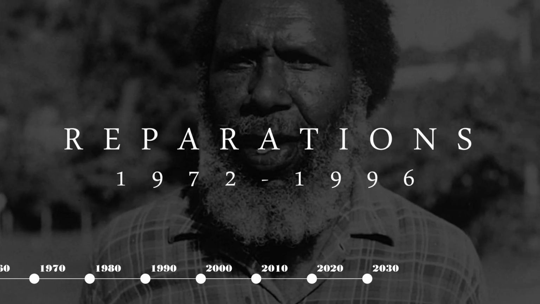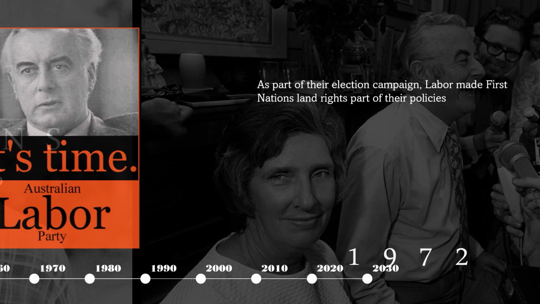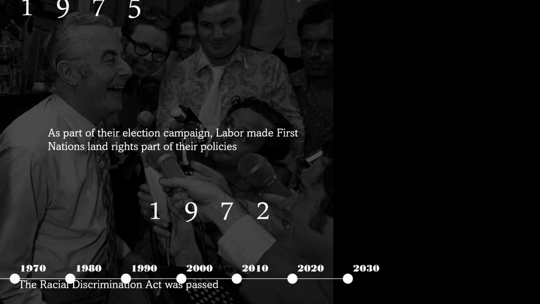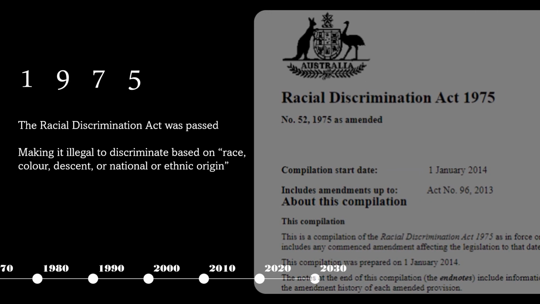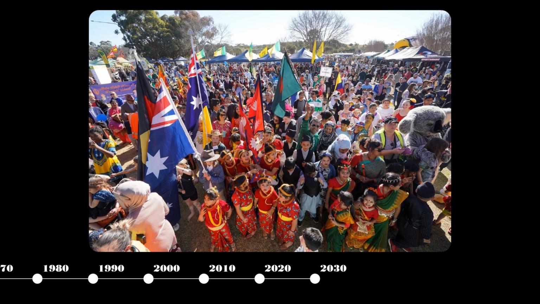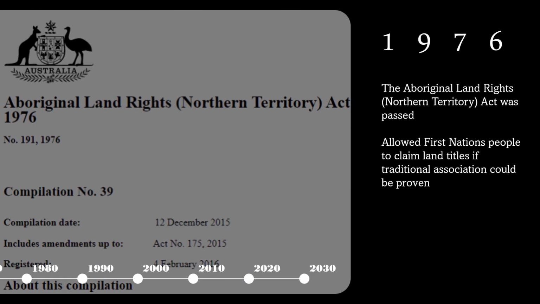Reparations would officially begin in 1972 when the Labour Party made First Nation land rights part of its policies during its successful federal election campaign. This was followed by the passing of the Racial Discrimination Act in 1975, making it unlawful to discriminate on the basis of race, colour, descent, or national or ethnic origin, a stride towards equality for all people of colour, including First Nations people.